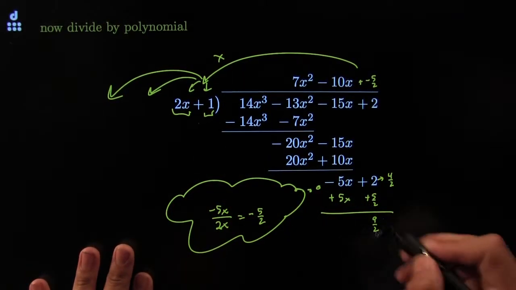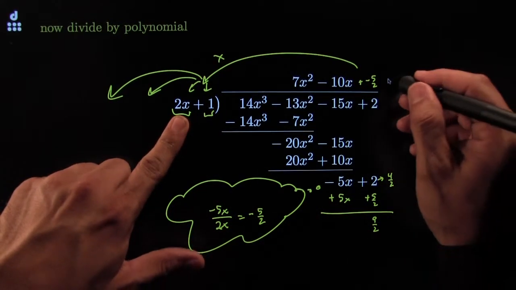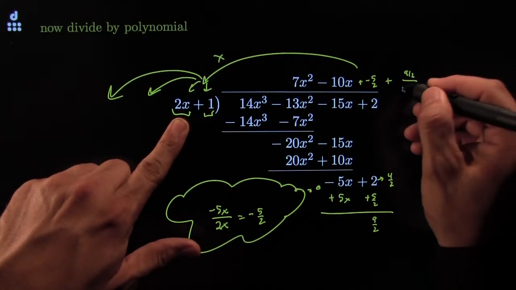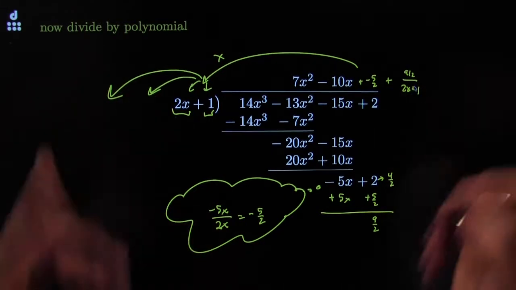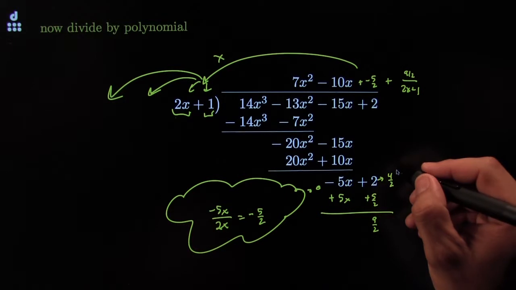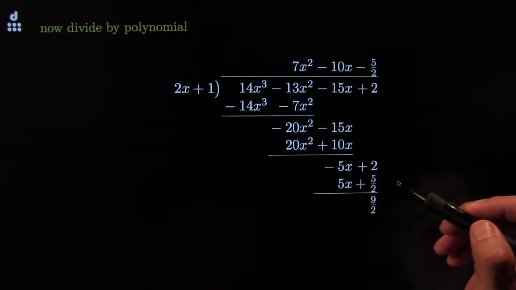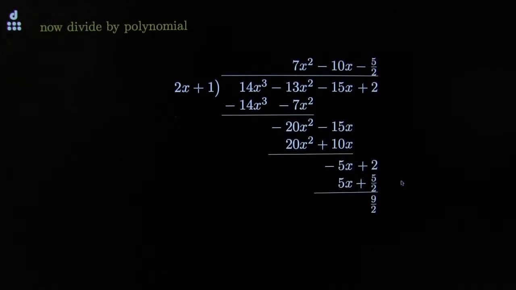And now this is smaller than that one. This is degree 0, this is degree 1, so that would be my remainder. I would just write 9 halves over 2x plus 1, and we'd be done. Okay? Talk is cheap. Let's make it look nice here. Negative 5 halves goes in there that many times. 9 halves is your remainder. Told you. It's beautiful, right?